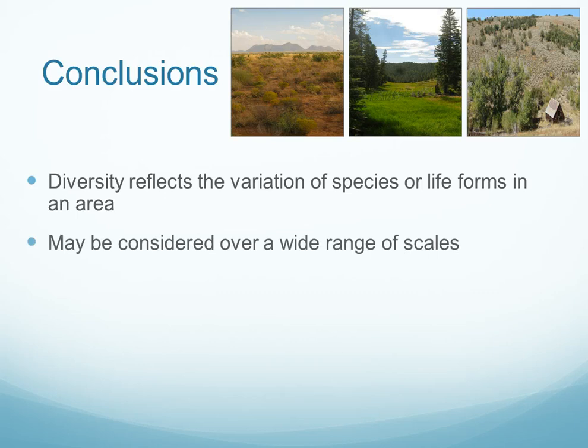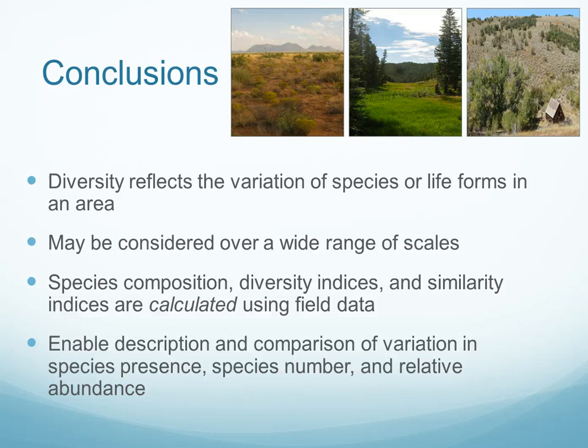So in conclusion, diversity reflects the variation of species or life forms in an area, and it may be considered over a wide range of scales. Species composition, diversity indices, and similarity indices are frequently used to describe the variety of plants on a site, and they are calculated using field data. This allows us to describe and compare the variation in the presence of species, the number of species, and the relative abundance of these species on a variety of sites.